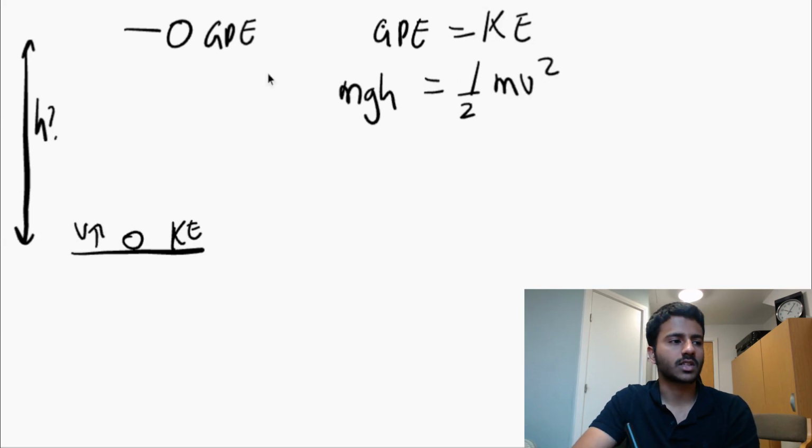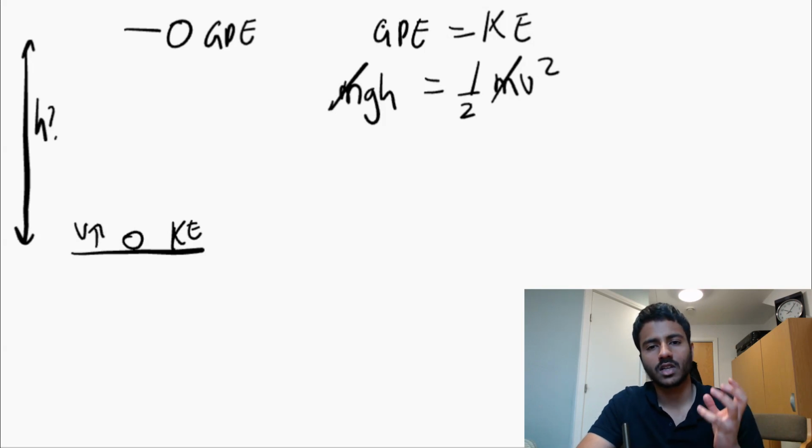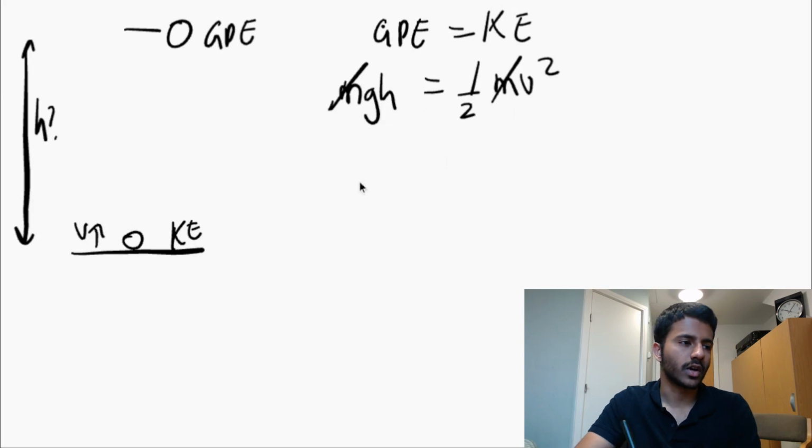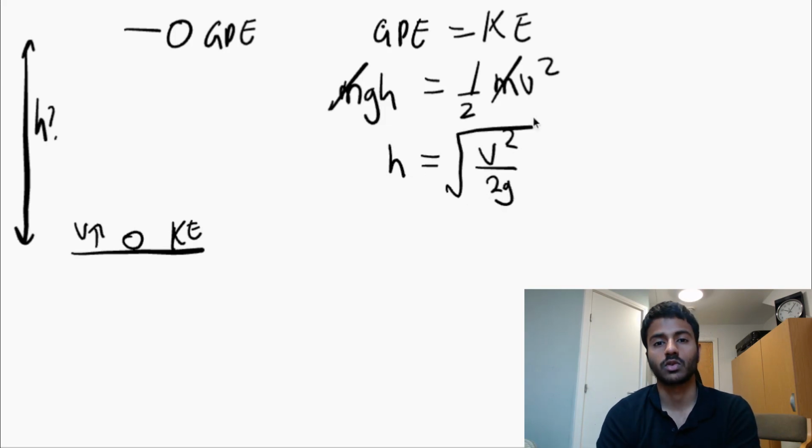You can see that the masses cancel, which automatically lets you know that the height which this object reaches is independent of the mass. The mass has no effect on how high this object can go. So if you rearrange to work out what the height is, you get height is equal to v squared over 2g, which would be the same as if you tried using your SUVAT equations.